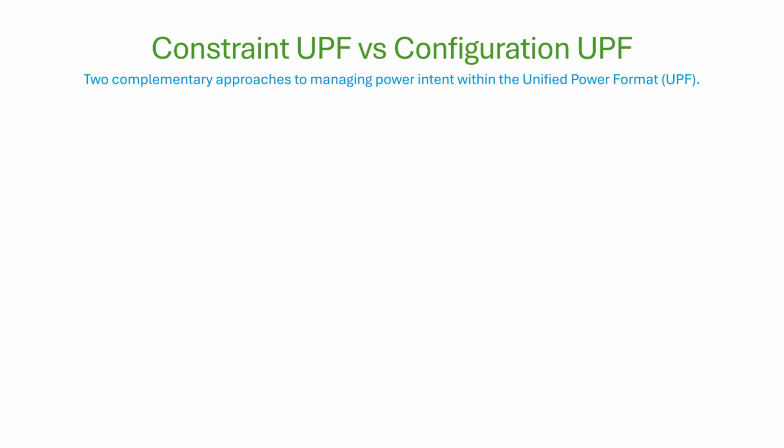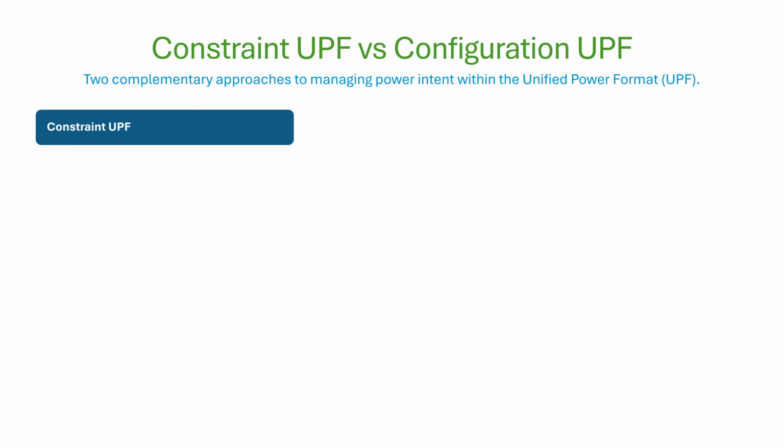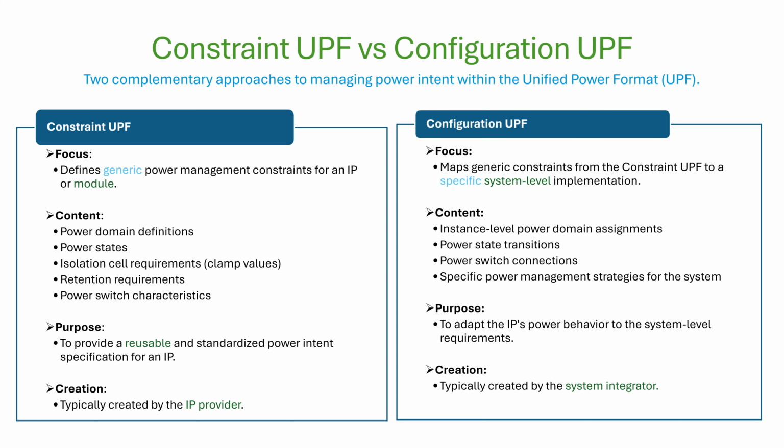We got an insight about where the UPF file is used in a VLSI design flow. Let's understand different kinds of UPF formats. There are two complementary approaches, constant UPF and configuration UPF, to manage power intent within the unified power format. So we have a constant UPF and we have a configuration UPF. Let's look into the constant UPF. Its focus is that it is generic in nature and it is for a given IP or a module.